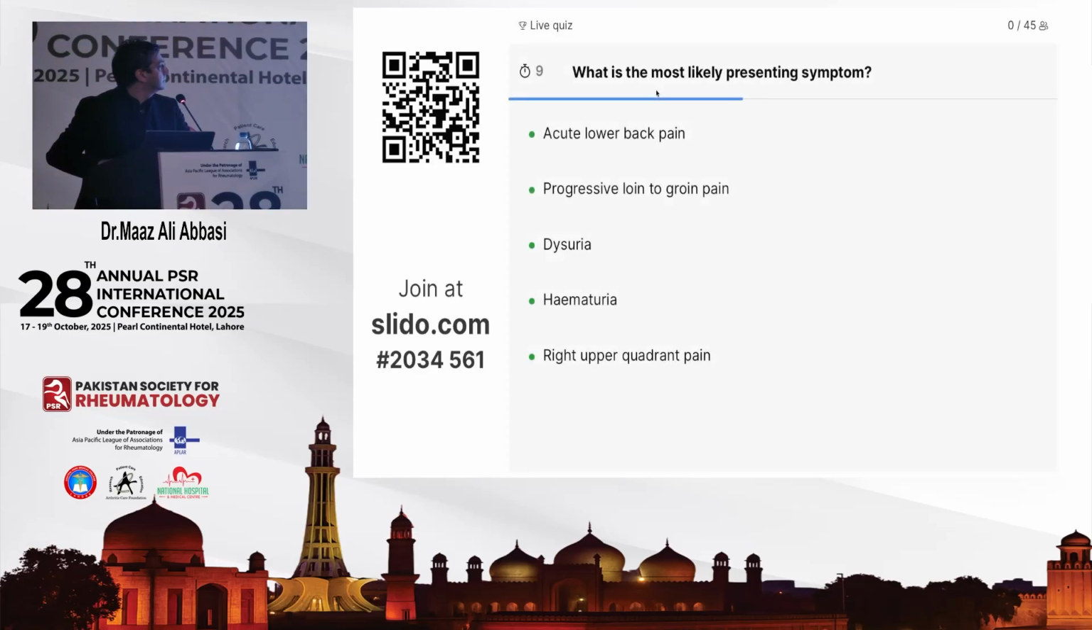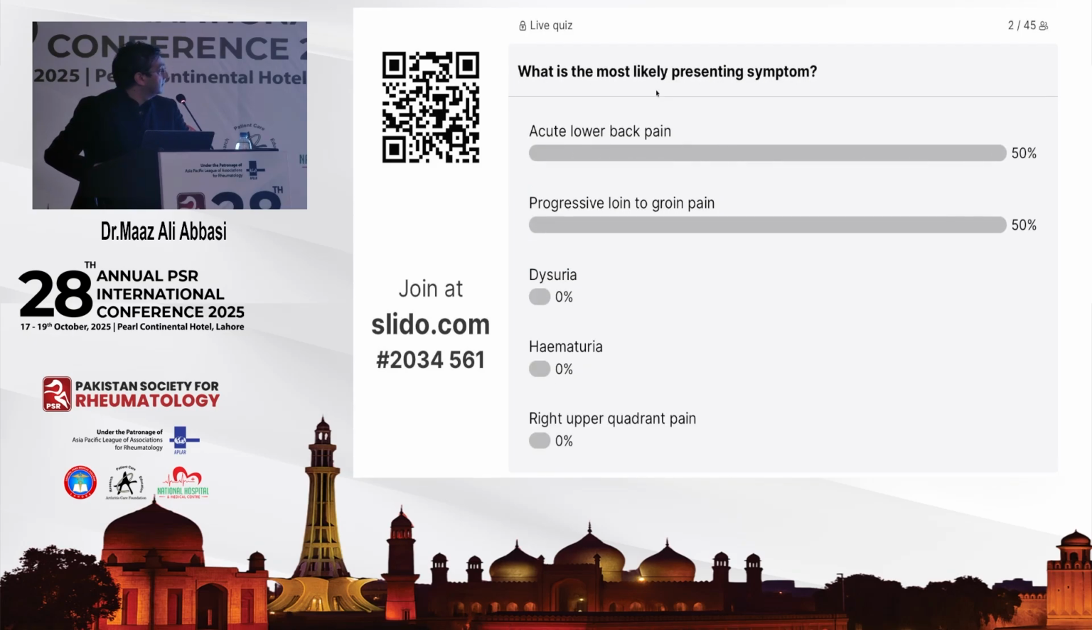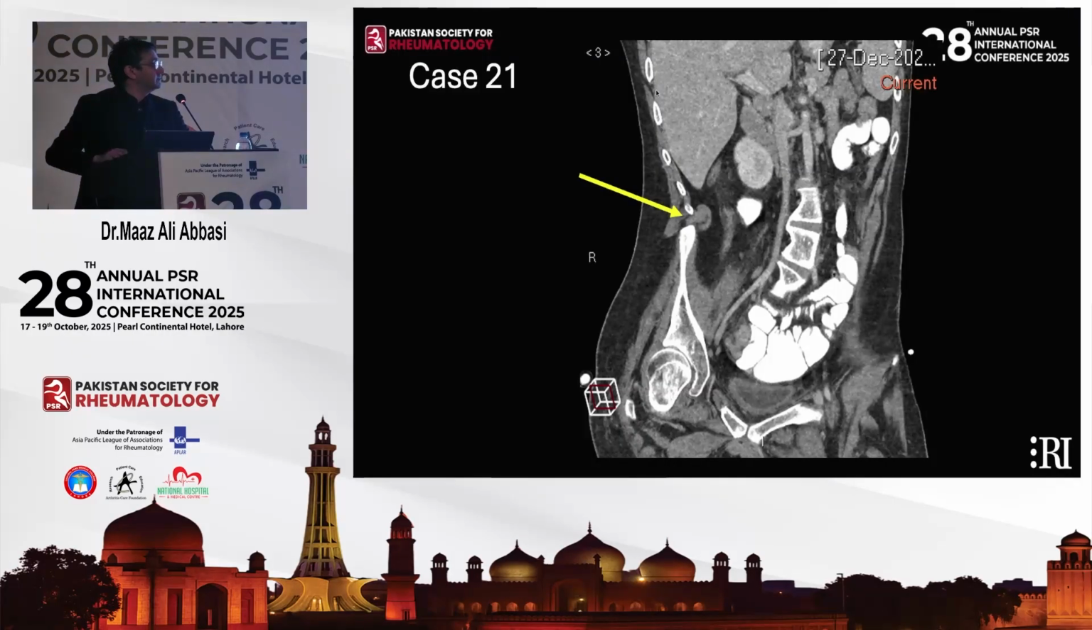So here we go. What is the most likely presenting symptom here? You don't need to spend too long on it. Progressive loin to groin pain is correct. So this is a patient who has something called iliocostal impingement. This is a young patient, you can see. They have a very severe scoliosis.